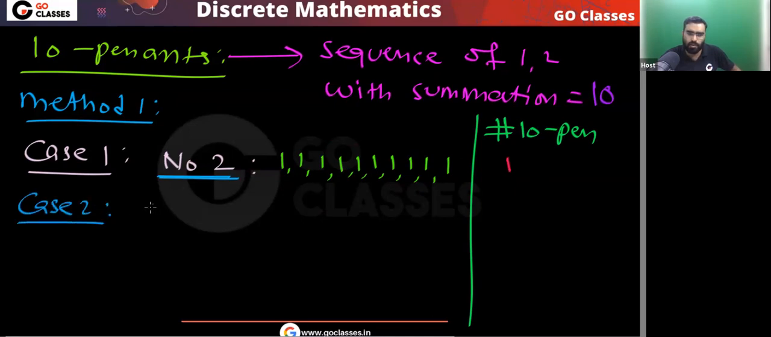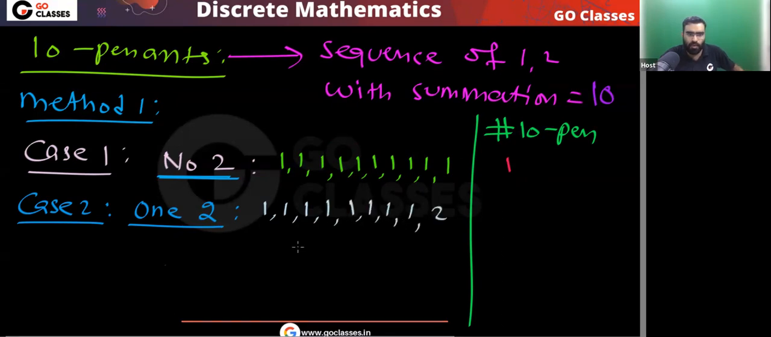What about case 2? You are going to use one 2. If you use one 2, then how many ones do you need to use? Total 8, right? Total 8.